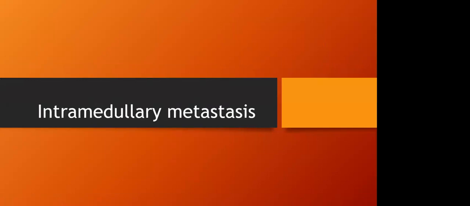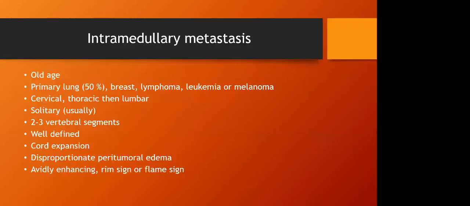Some tumors could be mixed, having intramedullary and intradural components, like metastasis. First, we are going to talk about the intramedullary metastasis. Presentation is usually in old age. The most common primary is the lung, representing 50% of the cases, followed by the breast, lymphoma, leukemia, or melanoma. The most common site is cervical, followed by the thoracic and the lumbar.